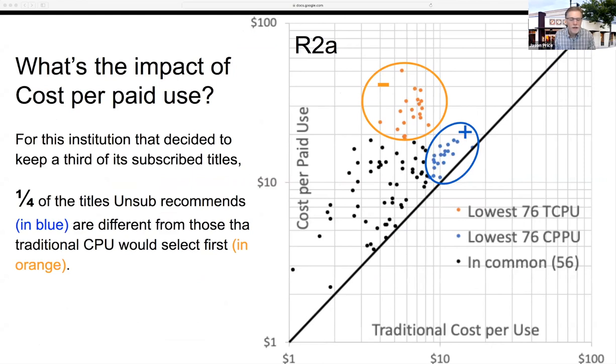When we overlay these two sets, we can see that they have 56 titles in common, shown in black. These are the highest value titles under either measure. But what's more interesting is the sets of 20 titles that differ based on the different definitions of cost per use. So for this institution that decided to keep a third of its subscribed titles, 1/4 of those titles that Unsub recommends in blue are different from those that a decision based solely on traditional cost per use would select first, shown in orange.